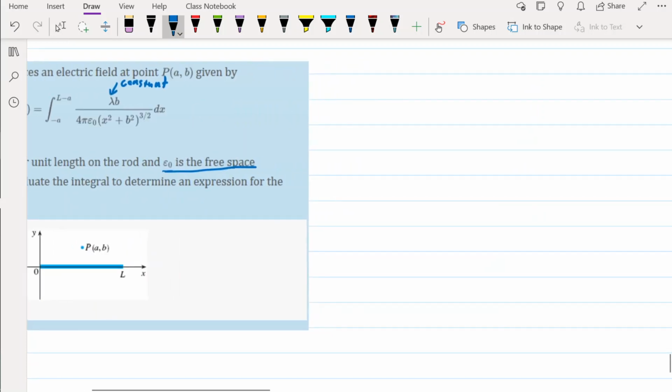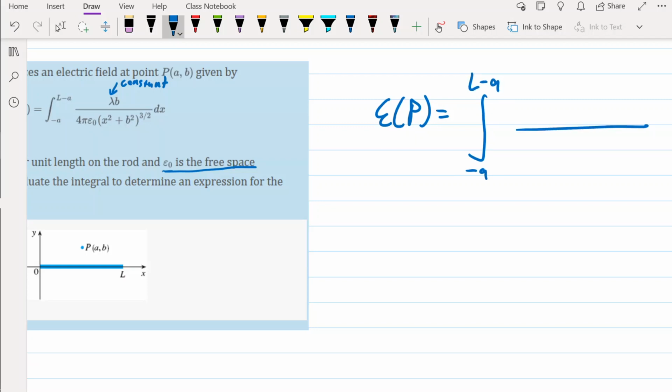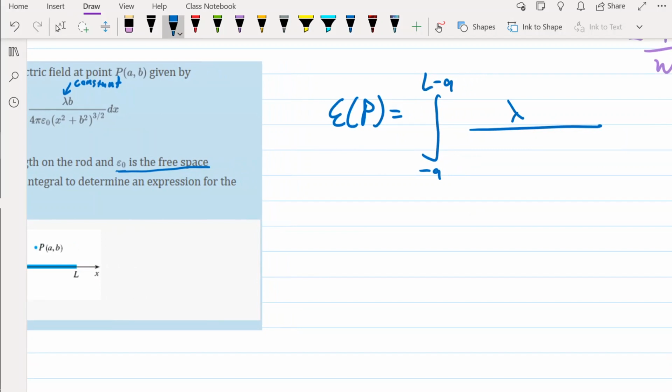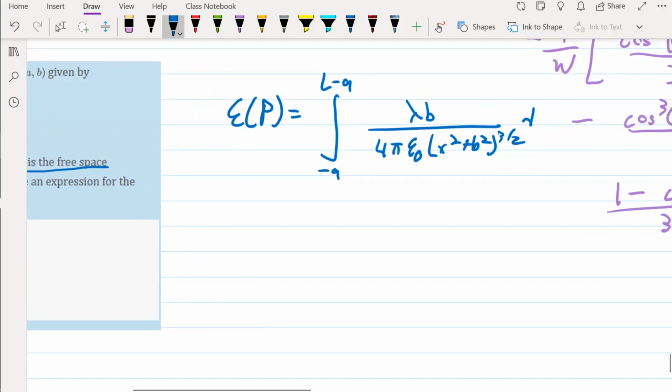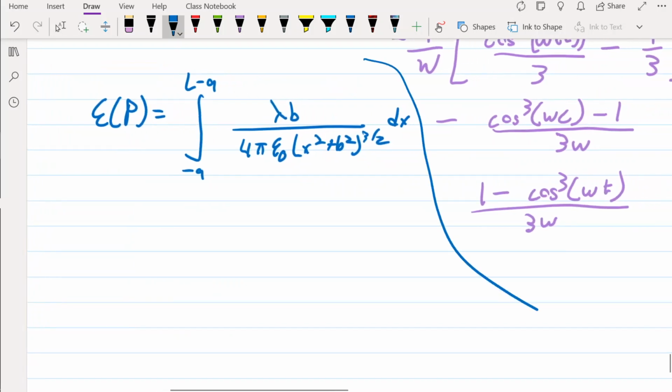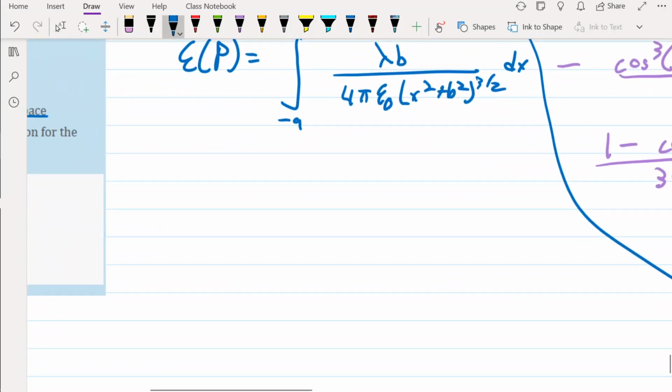All right, so EP equals the integral from negative a to L minus a of lambda b over 4 pi E initial times x squared plus b squared to the 3 over 2 dx. And then we will rewrite that once again.